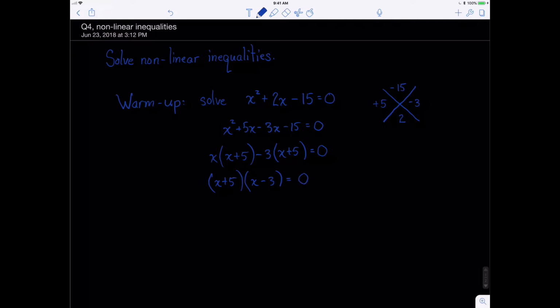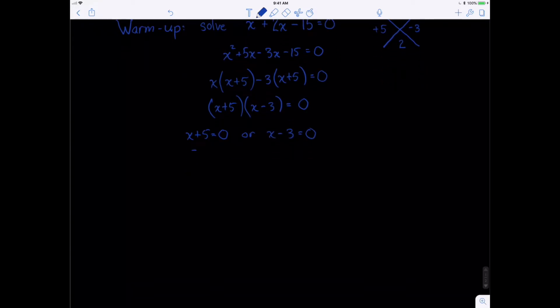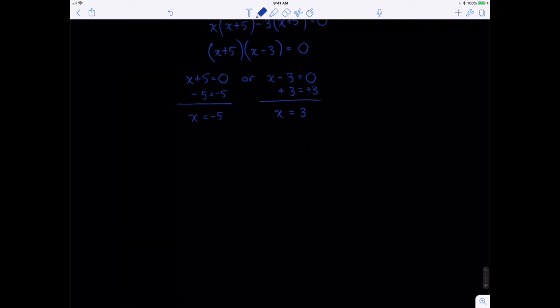And then we solve by setting each factor to 0. So I have x plus 5 equals 0, or x minus 3 equals 0. Subtract 5. So one solution is x is negative 5, and the other solution comes from adding 3 to both sides. So it's x equals 3. So my two solutions, when I solve by factoring, are x equals negative 5 and x equals 3.